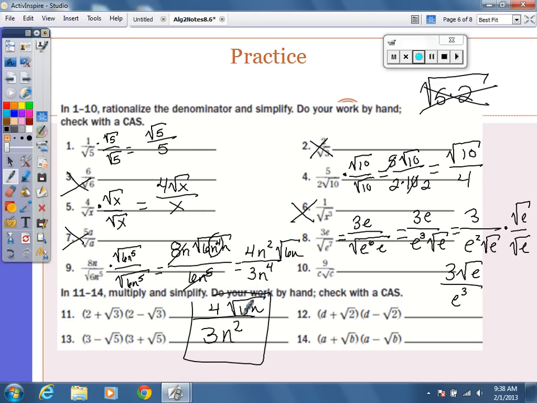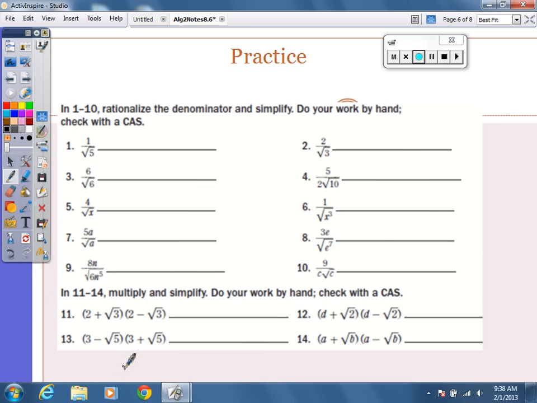Okay. This is just practice with the double distributing, multiplying by conjugates. Do the work by hand. Let's just do these bottom two, if you will. 3 times 3 is 9, plus 3 root 5 minus 3 root 5 cancels out. Minus 5, and that gives us 4.